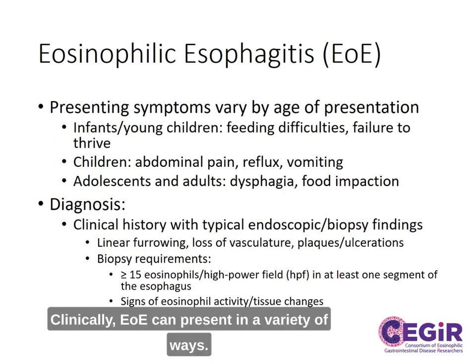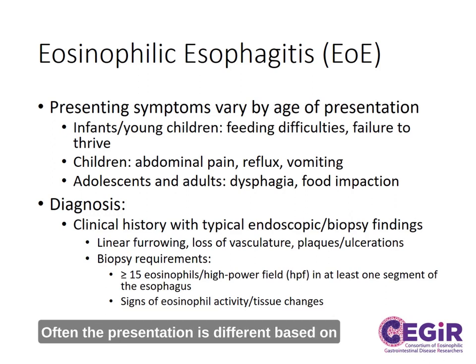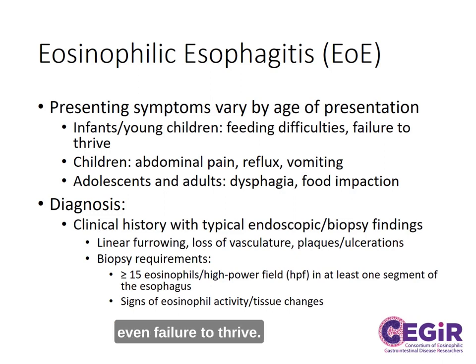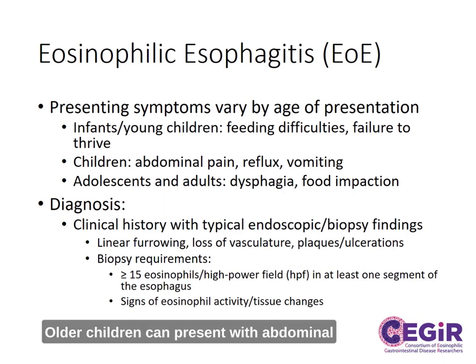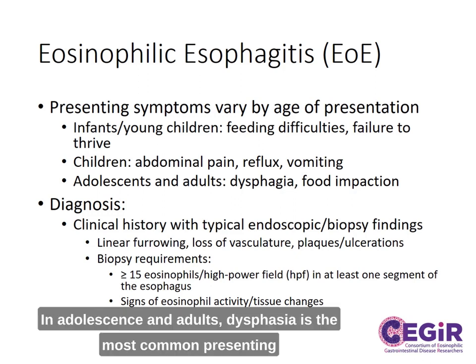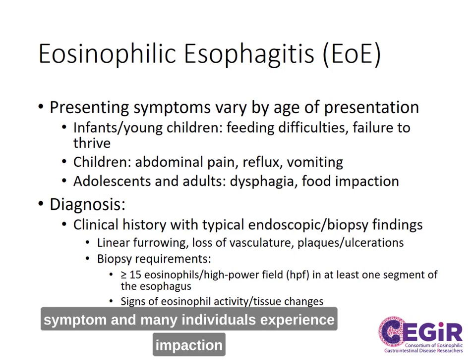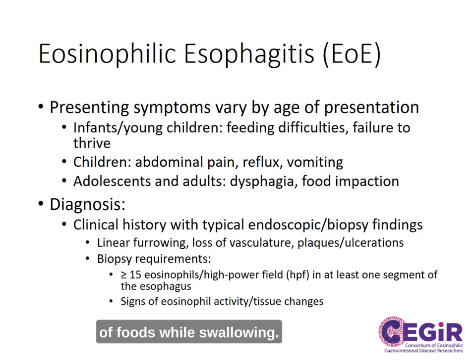Clinically, EoE can present in a variety of ways. Often the presentation is different based on the age of the affected individual. Infants and young children frequently present with feeding difficulties, recurrent vomiting, or even failure to thrive. Older children can present with abdominal pain, heartburn, reflux, and vomiting. In adolescents and adults, dysphagia is the most common presenting symptom, and many individuals experience impaction of foods while swallowing.